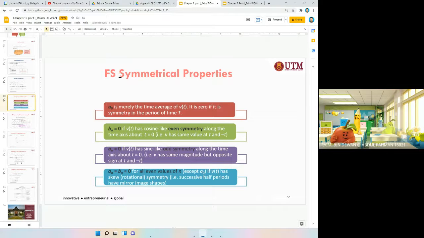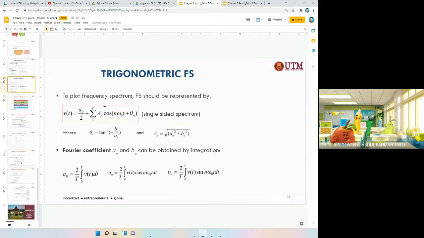Fourier series symmetrical properties. Given this is your frequency spectrum, the Fourier series should be represented by V(t) = a naught over 2 plus the summation from n equals 1 to infinity of An cos(n omega naught t + theta n). This one is for the single-sided spectrum.